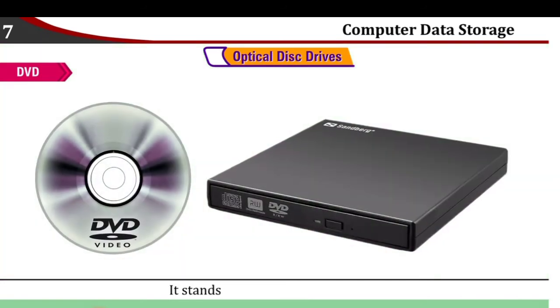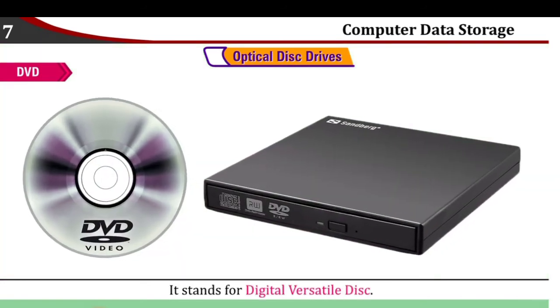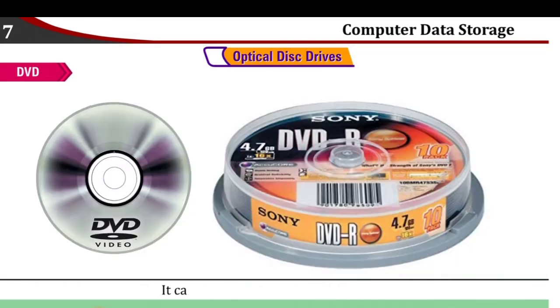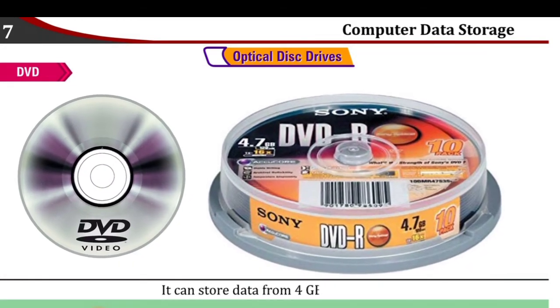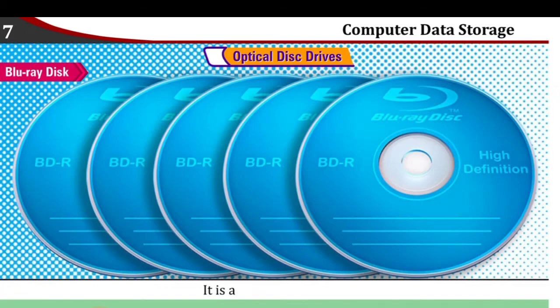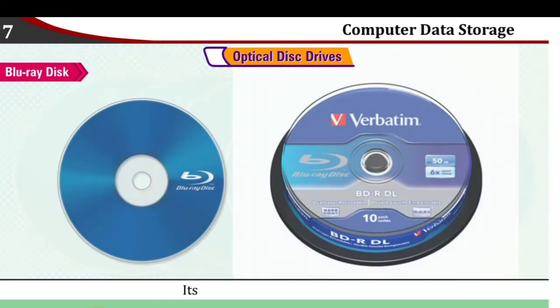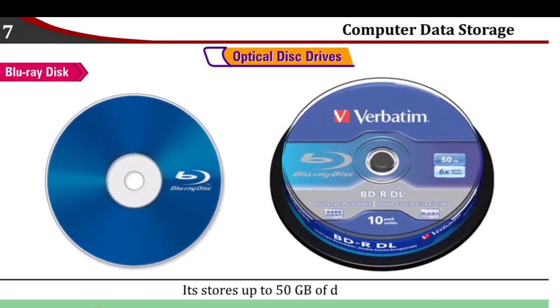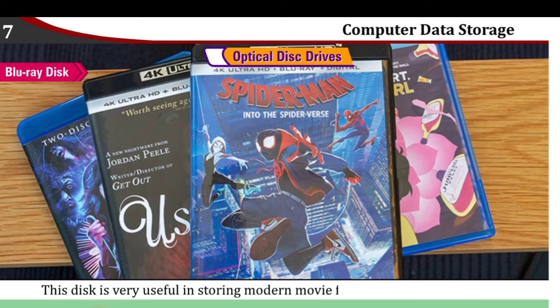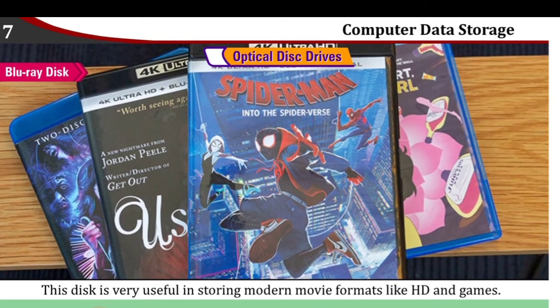DVD. It stands for Digital Versatile Disc. It can store data on both of its sides. It can store data from 4 GB to 17 GB. Blu-ray Disc. It is a new disc format. It stores up to 50 GB of data. This disc is very useful in storing modern movie formats like HD and games.